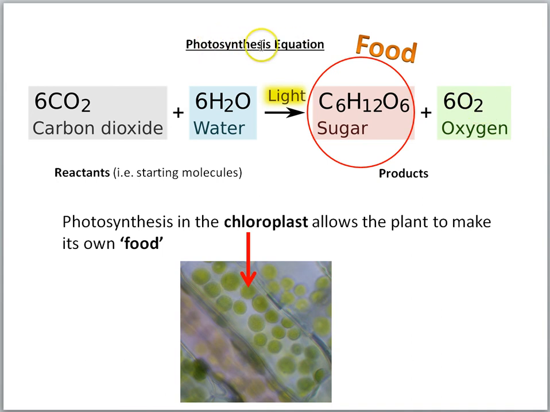So the photosynthesis equation is not a mathematical equation, but it's telling us that from certain starting materials, the plant is able to construct a desired molecule with some waste. And again, photosynthesis occurs in the chloroplasts, so it's these chloroplasts that are allowing the plant to make its own food. Now, we call sugar food because the glucose here is a source of energy, and it can be a building material as well. So this is a very valuable molecule.